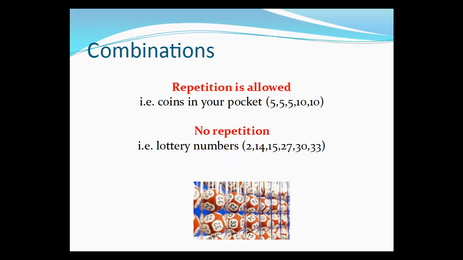So in combinations, repetition is allowed. For example, having coins in your pocket where you have 3 nickels and 2 dimes, where the numbers repeat, or where no repetition occurs, such as in lottery numbers.